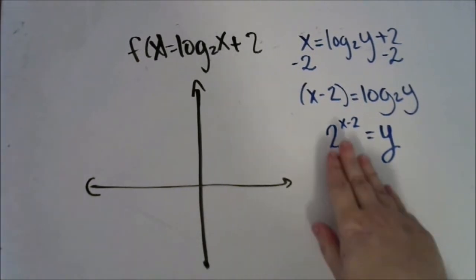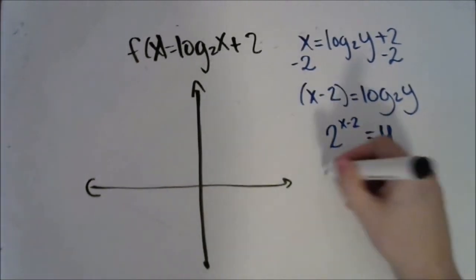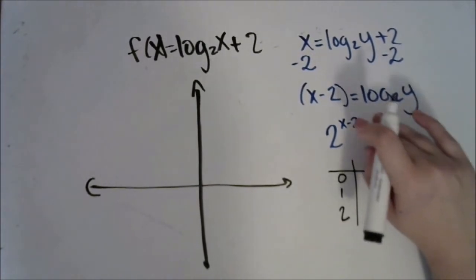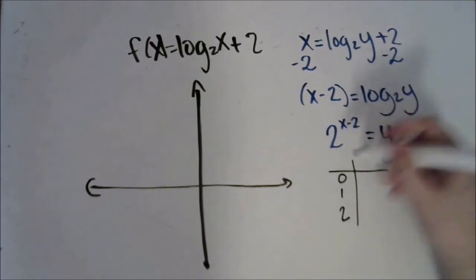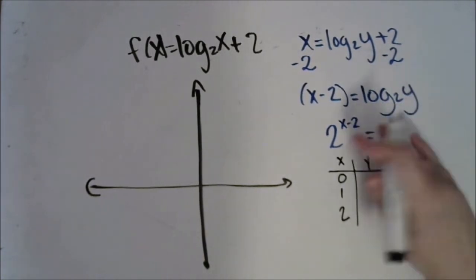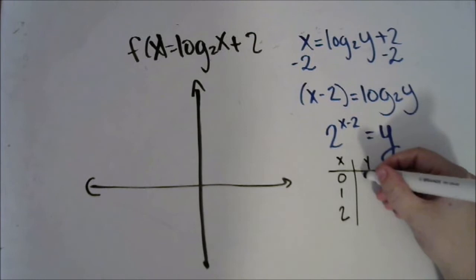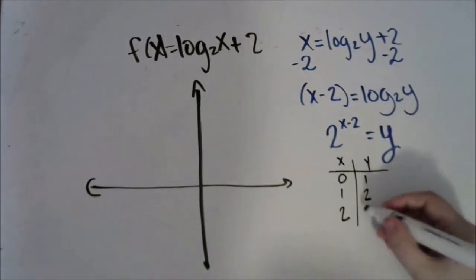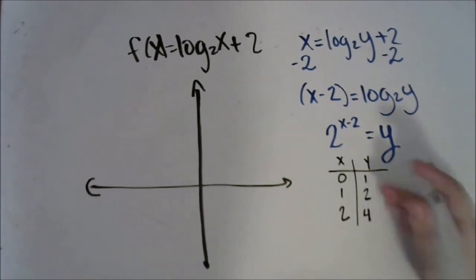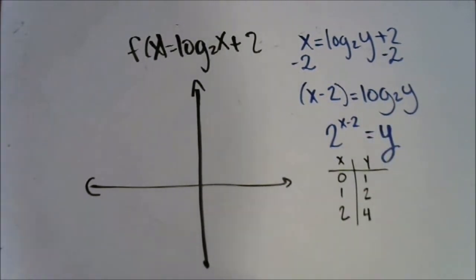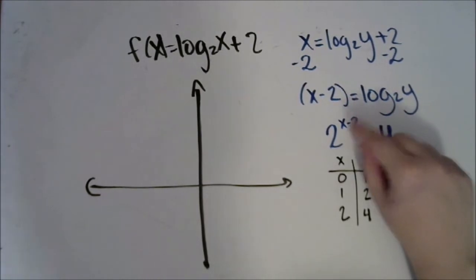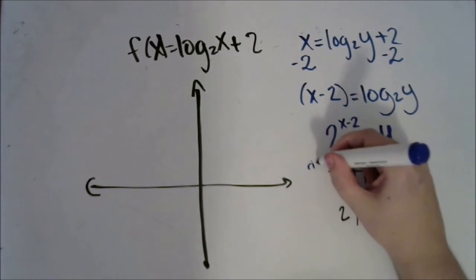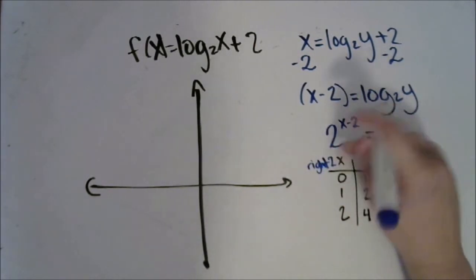Let's graph this function. I know that these are the exponents of 2, so I'm going to do 0, 1, and 2. And again, I'm going to ignore the right 2 shift until I'm ready to graph. I've got x, y. 2 to the 0 is 1. 2 to the first power is 2. And 2 squared is 4. And then I want to take these ordered pairs and I want to move them to the right 2. And moving to the right 2 would mean adding 2 to all of my x's.